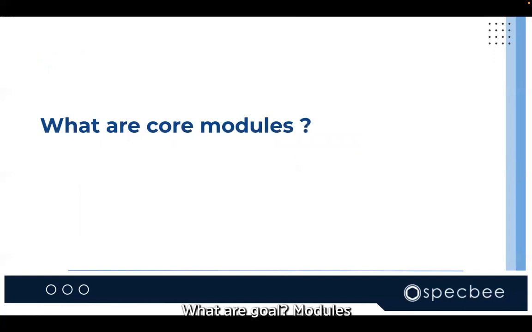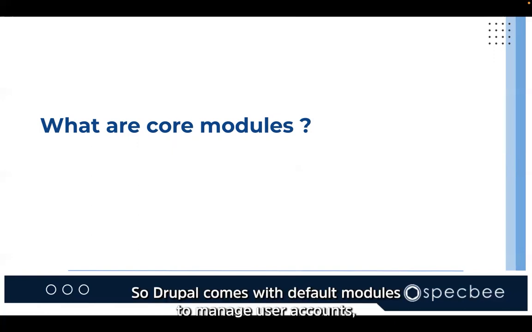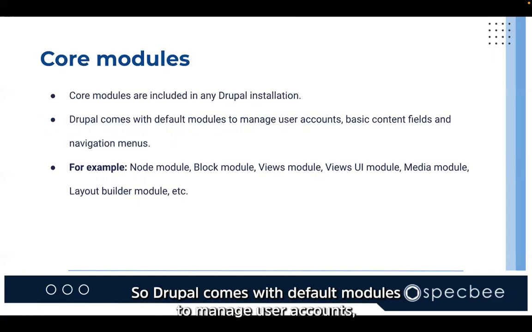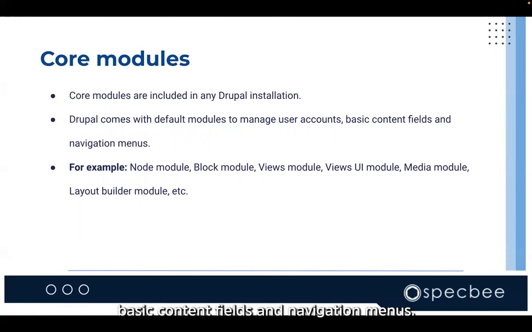What are core modules? Now, as the name suggests, modules that are included in any Drupal installation are core modules. Drupal comes with default modules to manage user accounts, basic content fields, and navigation menus. So those modules are core modules. For example, node module, block module, views module, views UI module, media module, layout builder module, etc.